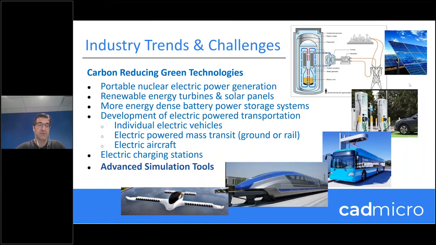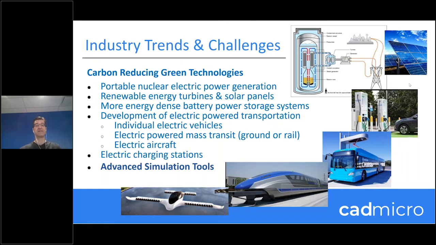Which therefore requires individual electric vehicles, electric power mass transit, which consists of trains, basically rail, or ground vehicles such as buses. So all these need to be developed for electric power transportation, as well as electric aircraft. And to facilitate the charging of all these different types of vehicles, additional electric charging stations need to be installed.